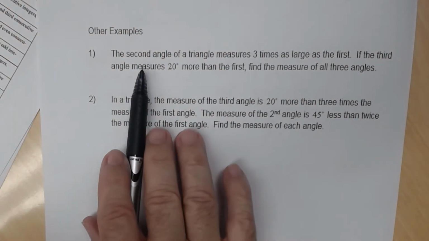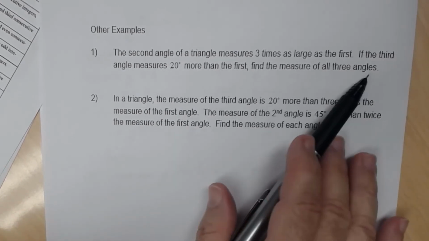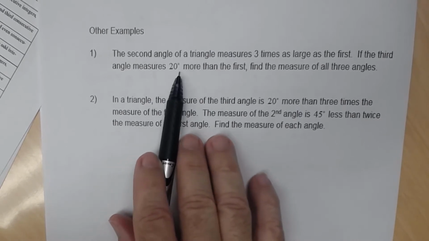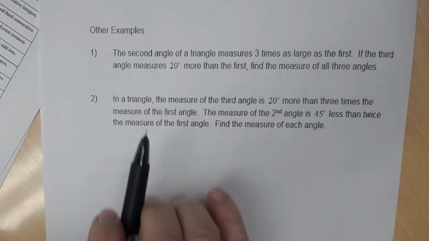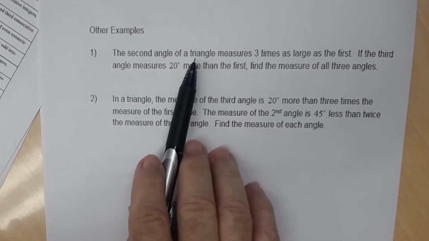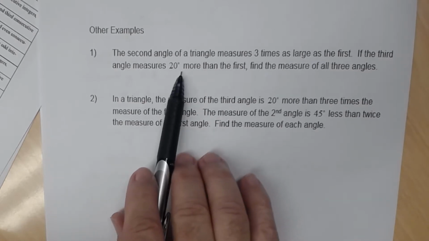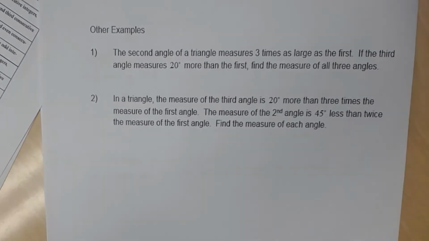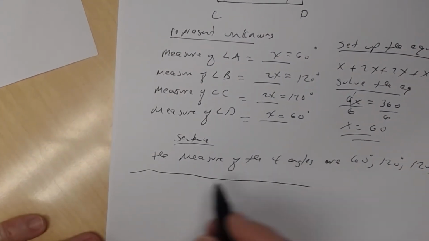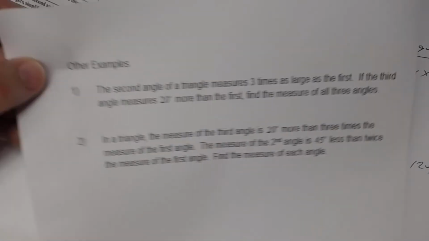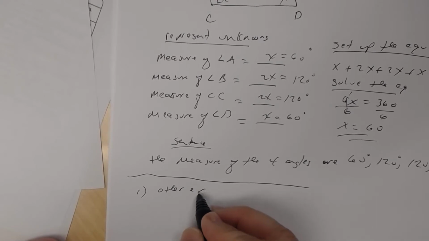Okay, so the second angle of a triangle measures 3 times as large as the first, and if the third angle measures 20 degrees more than the first, find the measure of all three angles. All right, so this is going to be number 1 on the part that says other examples. So I'm going to put this right here, other examples.